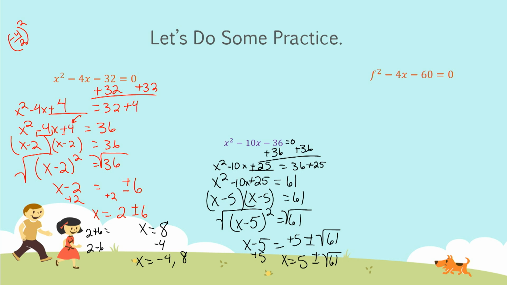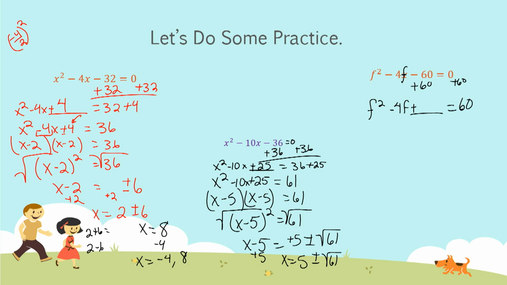Now this last one. It should have an f there. Ms. Killen has apologized. We use x's so much, I put an x, so it should say f squared minus 4f minus 60 equals 0. So let's go ahead and get our new c. To do that, I'm going to add 60 to both sides. And I have f squared minus 4f, making room for my new c, equals 60.